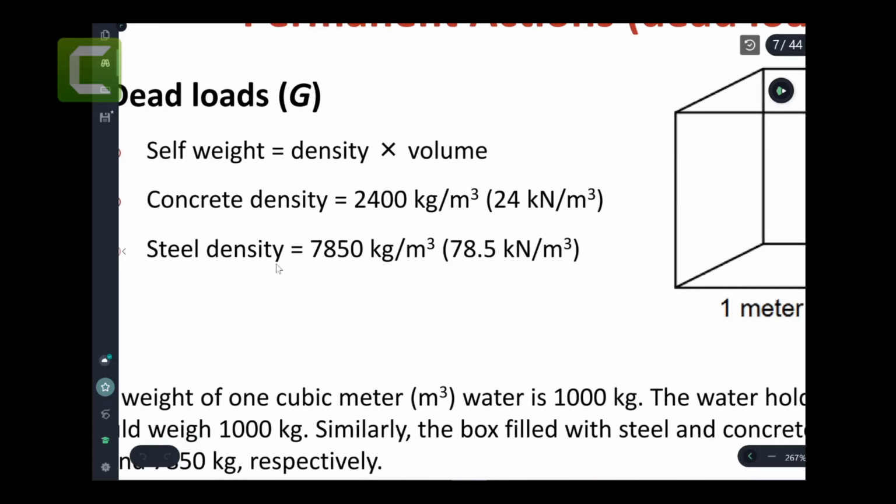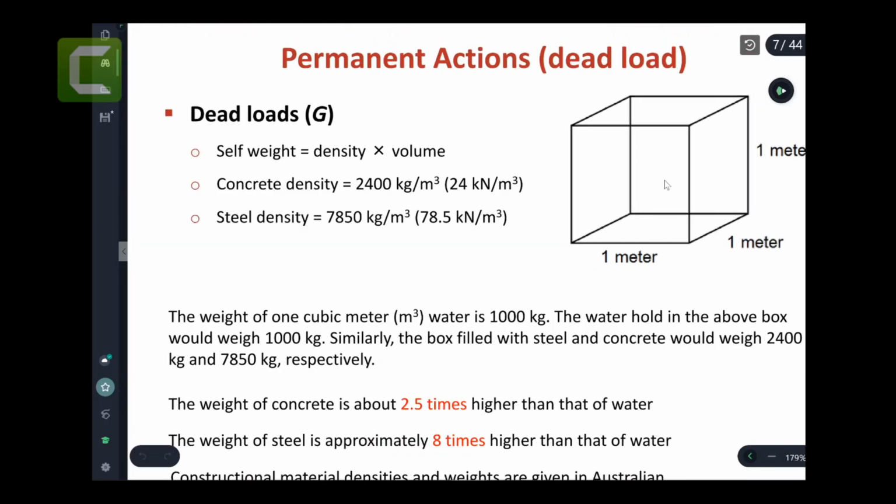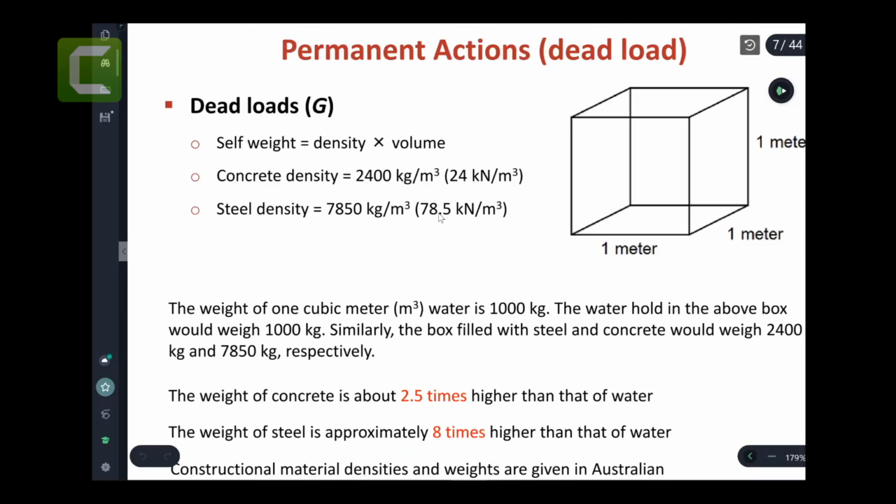Same thing if that cube was steel, then we all know from that table we've seen, or from searching the internet or finding resources, 7,850 is the density of steel, and the point load to carry this cube is going to be 78.5 eventually. So we just multiply 78.5 by 1 by 1 by 1, which will give you 78.5 kilonewton.